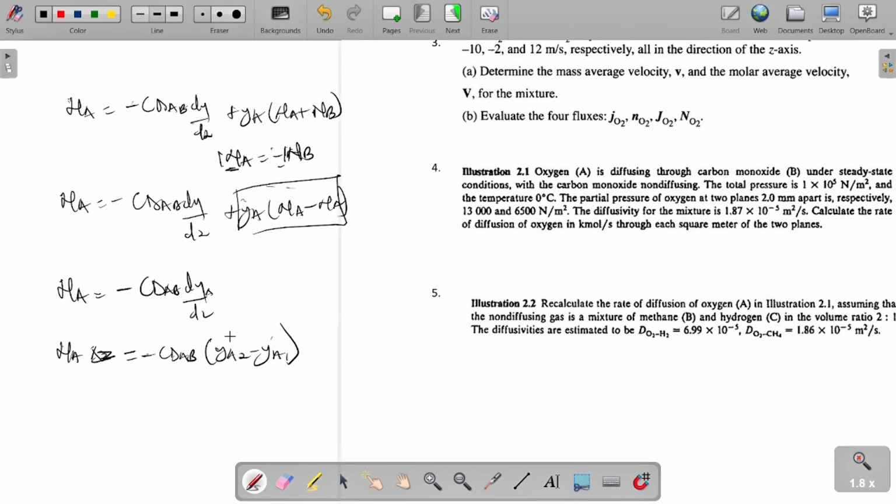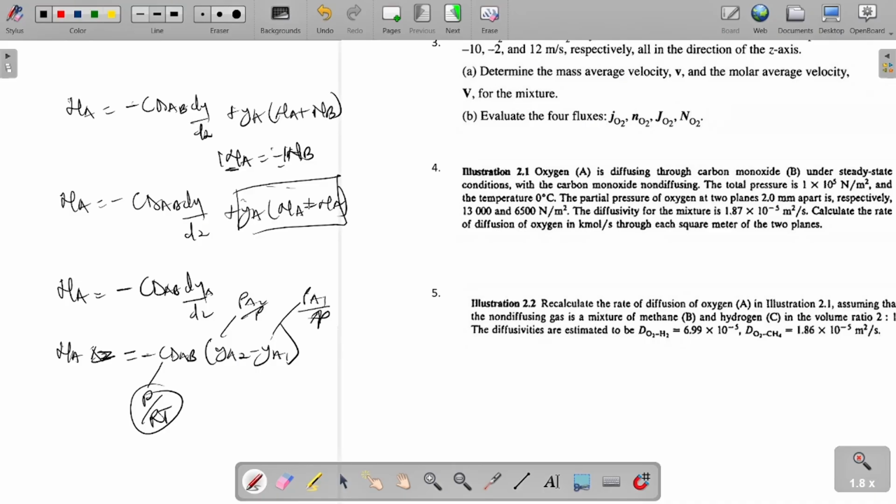Here becomes PA2 over P, then here becomes PA1 over P. Then the concentration will change to P over RT. This is the simplest one, which we are solving for equimolar counter diffusion.